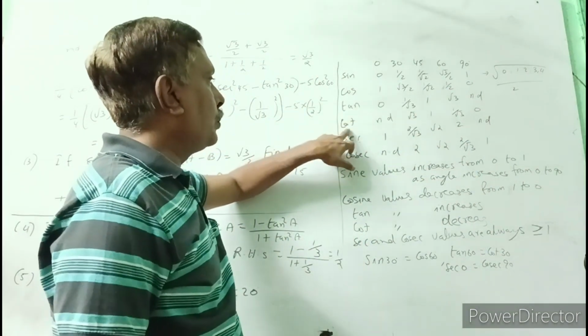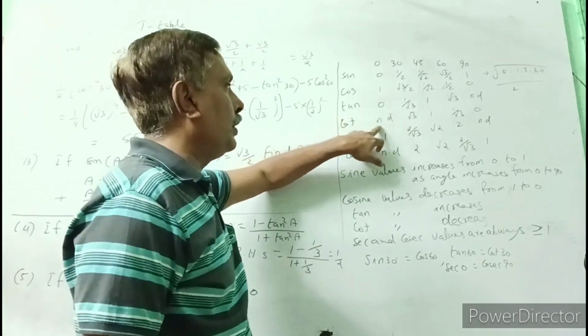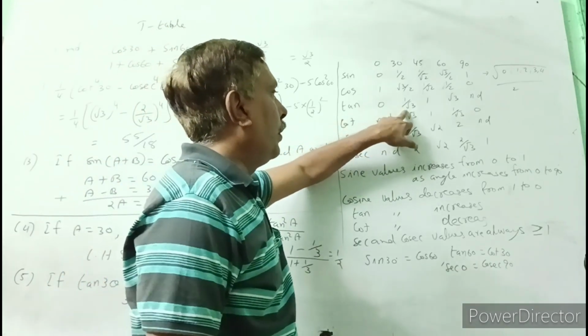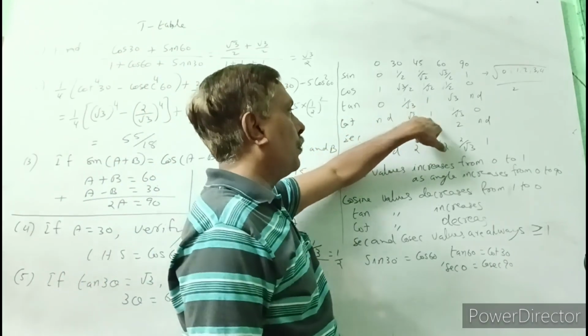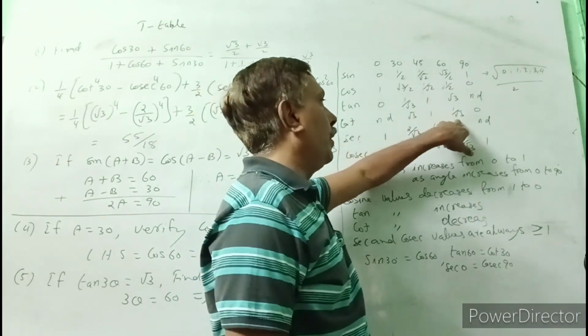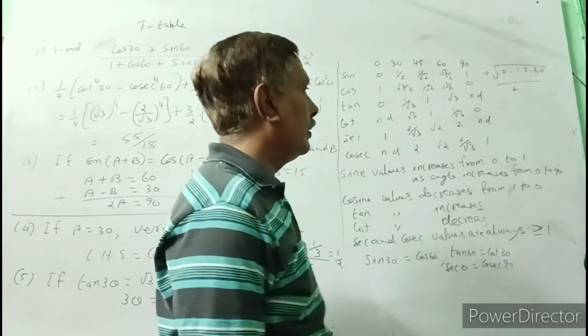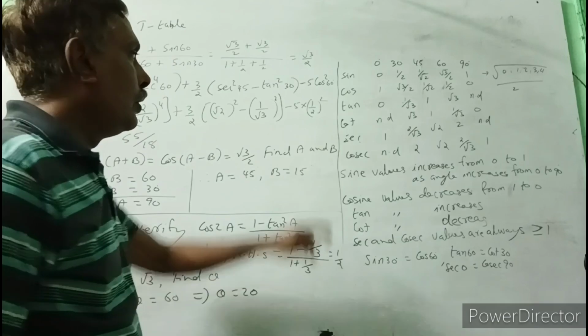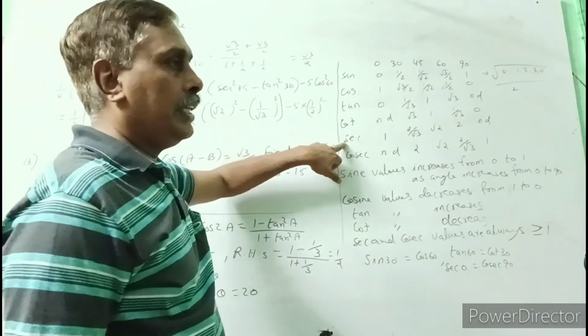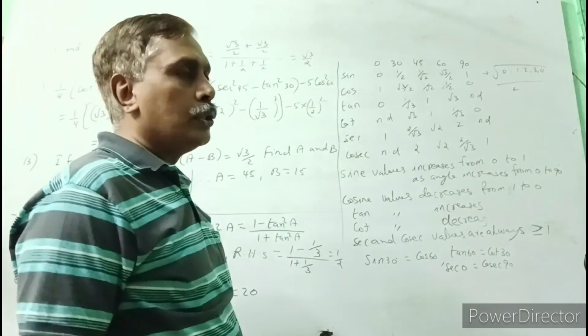Then take the reciprocal. The reciprocal of tan is cot. The reciprocal of 0 is not defined. 1 by root 3 has reciprocal root 3, 1 has reciprocal 1, root 3 has reciprocal 1 by root 3, and not defined has reciprocal 0. Similarly, the reciprocal of cos is sec and the reciprocal of sine is cosec.